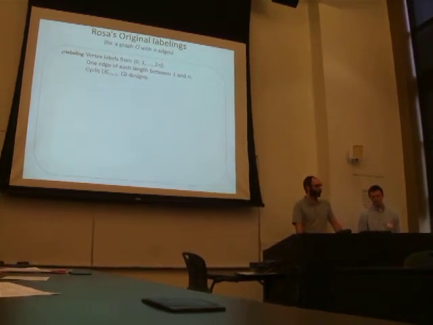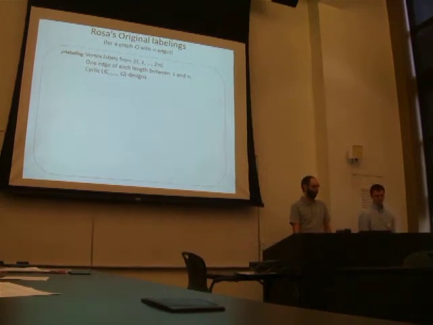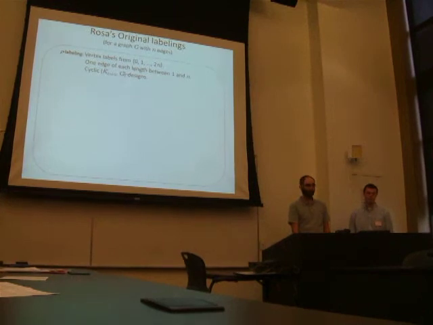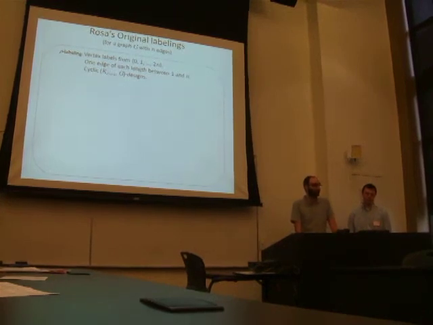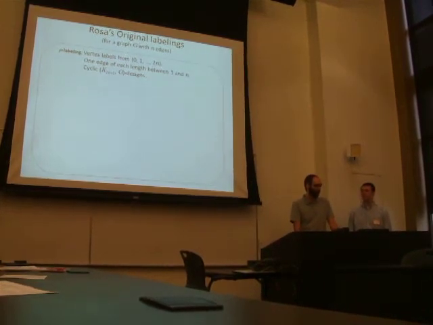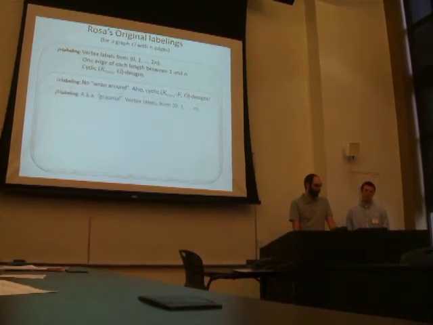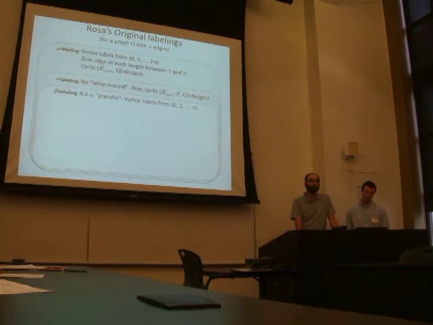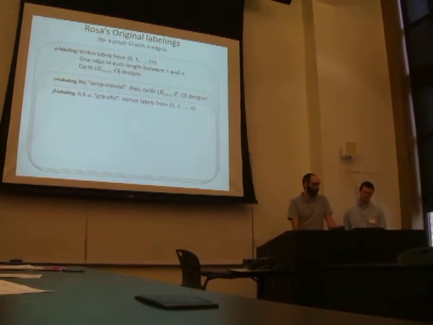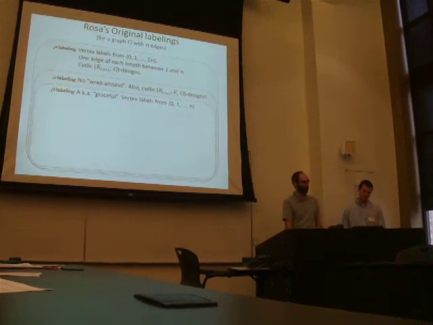The first is the rho labelings. In this case, your vertex labels have to go from 0 up to 2n. You have one edge of each length between 1 and n, and it produces cyclic K2n plus 1 G designs. Sigma labelings do not allow wraparound edges. Beta labelings, which are probably the most well-known, are also known as graceful labelings. In this case, the vertex labels go from 0 up to n.